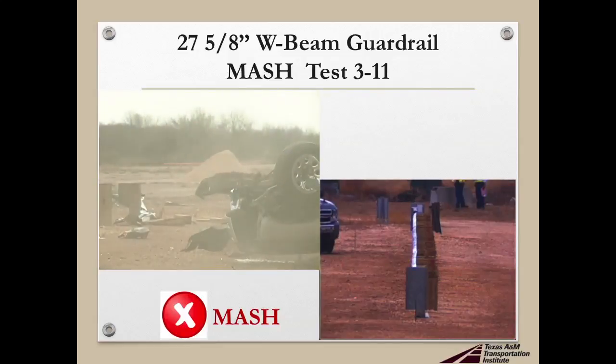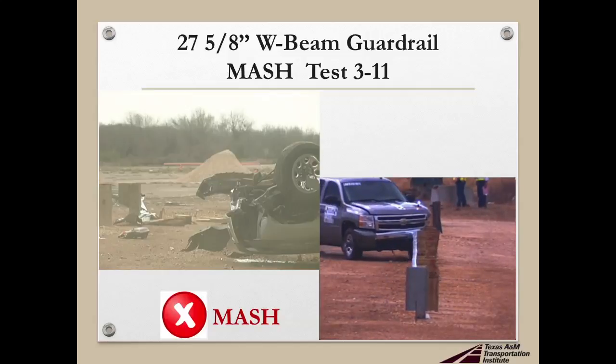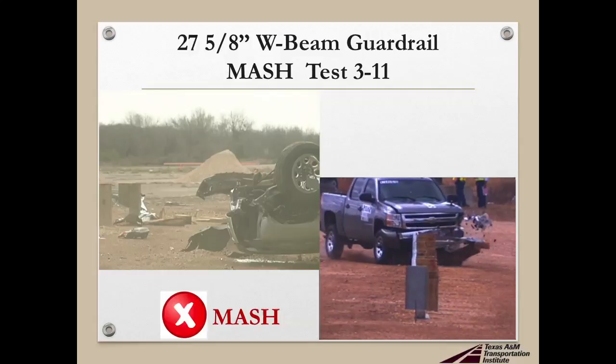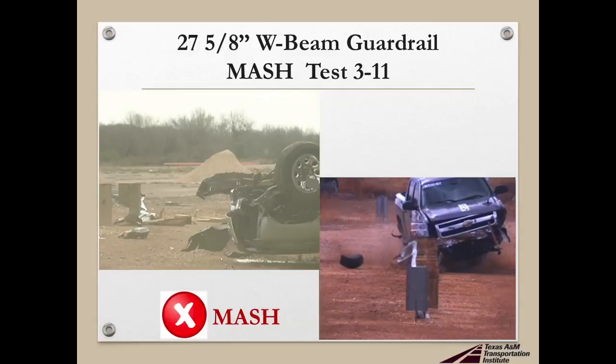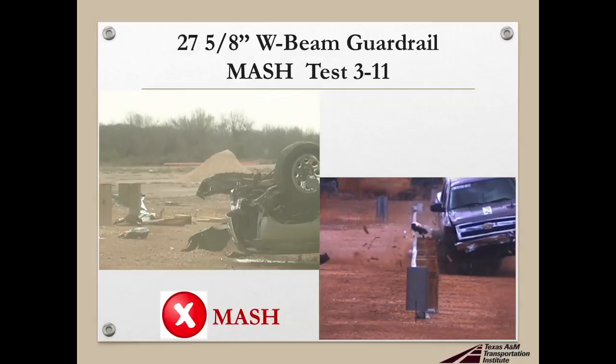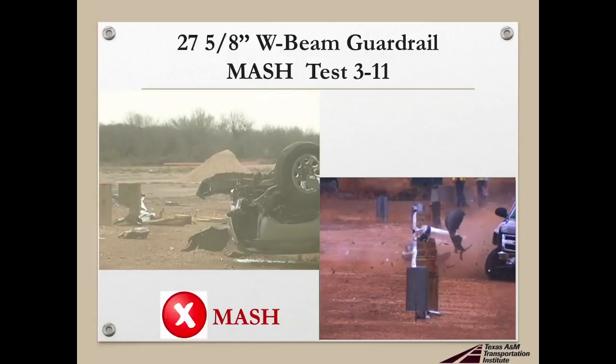So that's not what we like to see happen. Obviously, that is a failure. You'll see another view of this here. This larger, heavier pickup truck actually exceeded the capacity of that guardrail system as it was configured. The rail ruptured. It permitted the pickup truck to penetrate and go through the rail system. So it did not meet the MASH criteria.